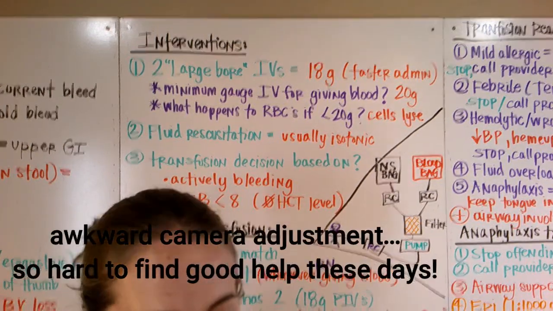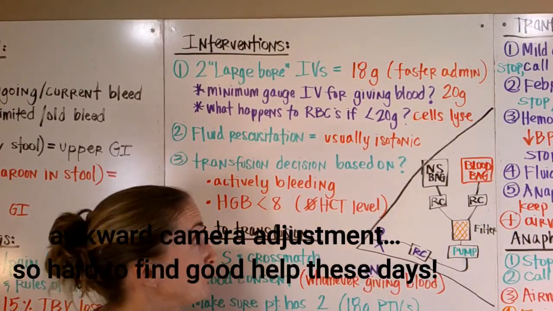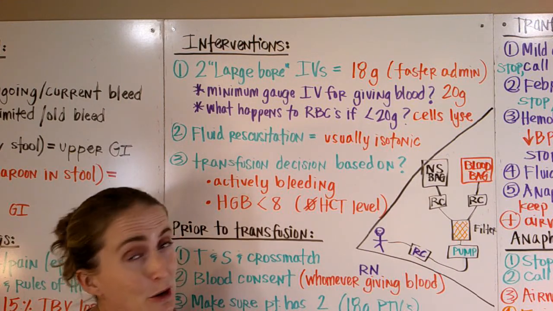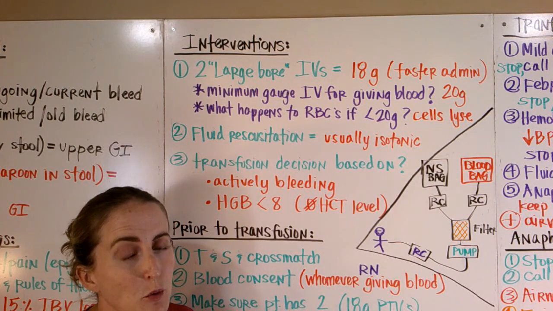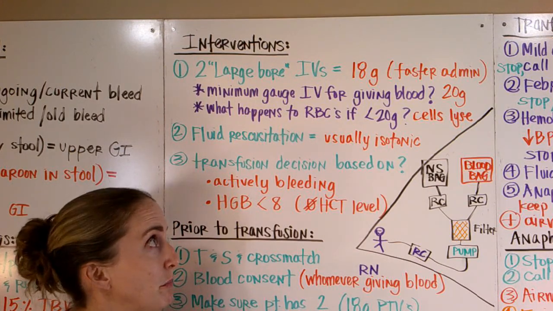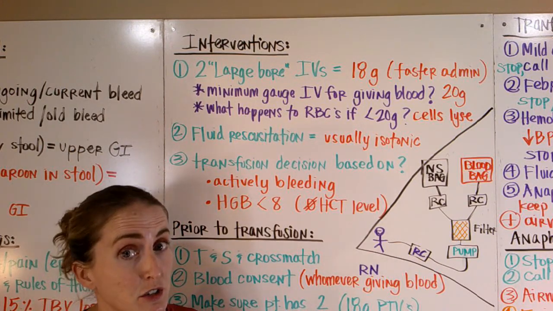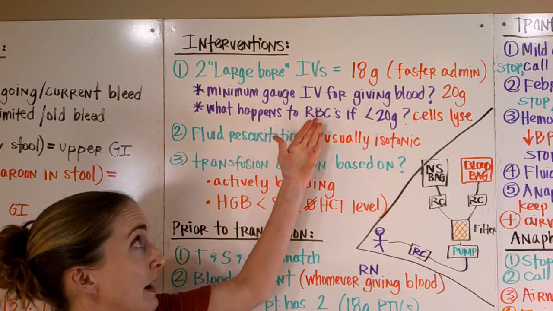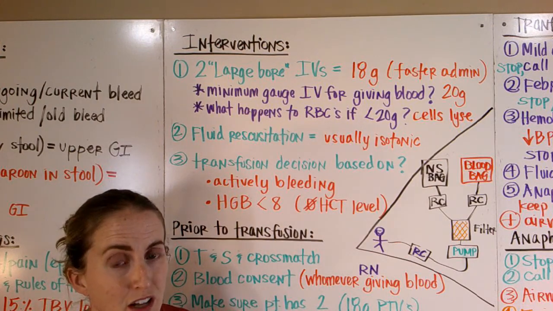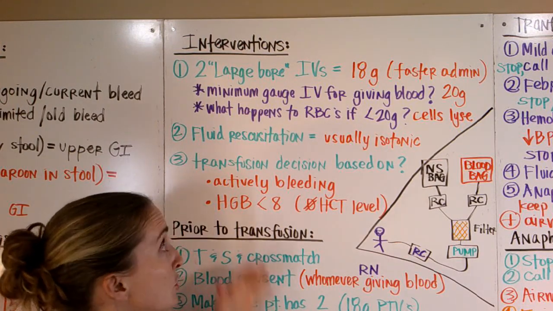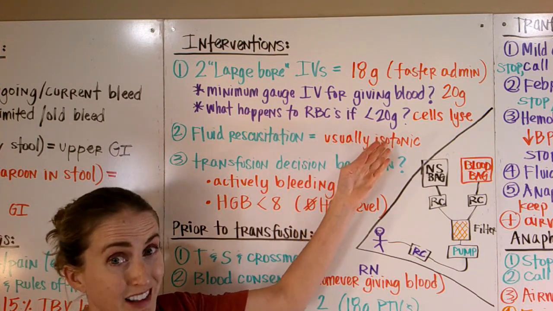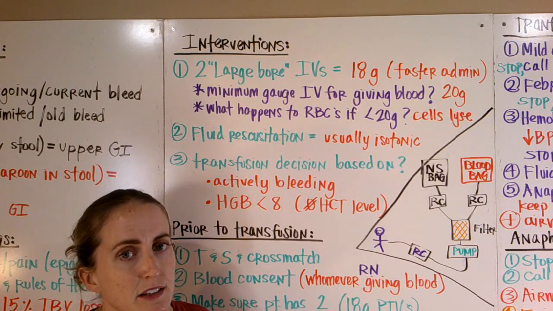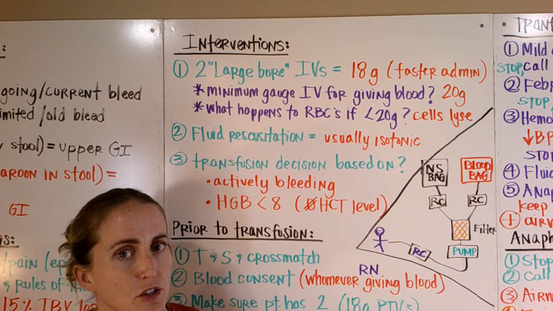Other interventions that we can do for our hypotensive or hypovolemic patient, if we know that we have active bleeding: you want 2 large bore IVs, so that's really important. Preferably that would be an 18 gauge, which will help with faster administration of blood products and fluids. But if you can't get an 18, the minimum IV gauge for giving blood is a 20 gauge. That's acceptable in an adult. So what happens to our red blood cells if we are less than a 20 gauge? If we go 22, the cells are going to lyse, okay? That is actually why you have to have a 20 gauge in order to give blood.